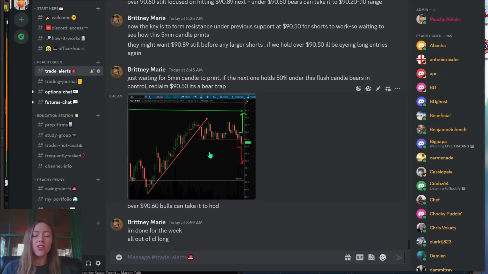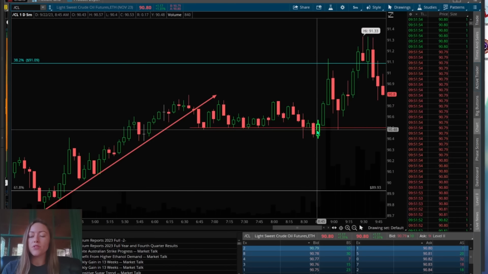So let's talk about this trade right here. Basically, I was just looking for a bear trap and I was looking to go long to the 90.89 level, which was a larger trend line. And so if we reclaimed that 90.50 level, I was looking to go long and we did. So let's go and look and see what happened. You can see that was right here.